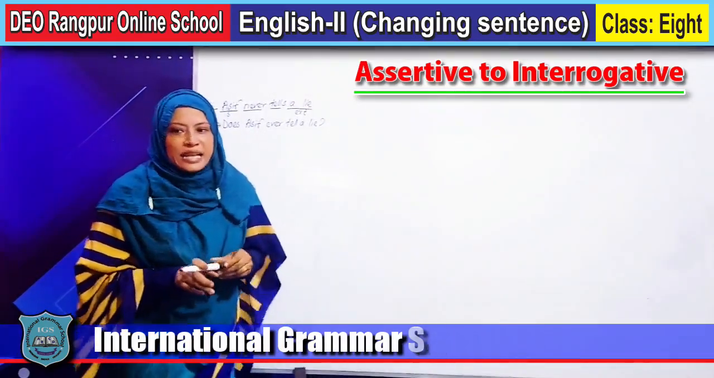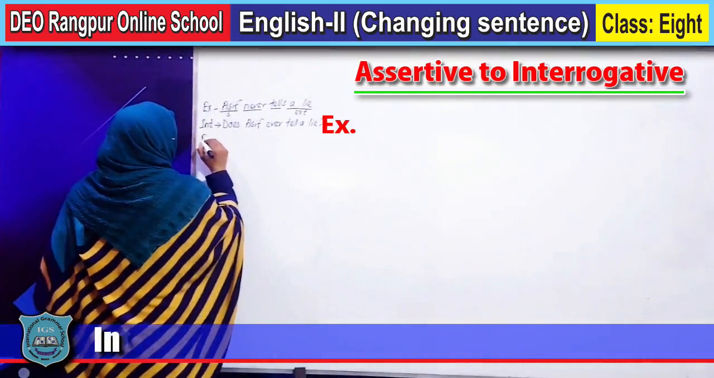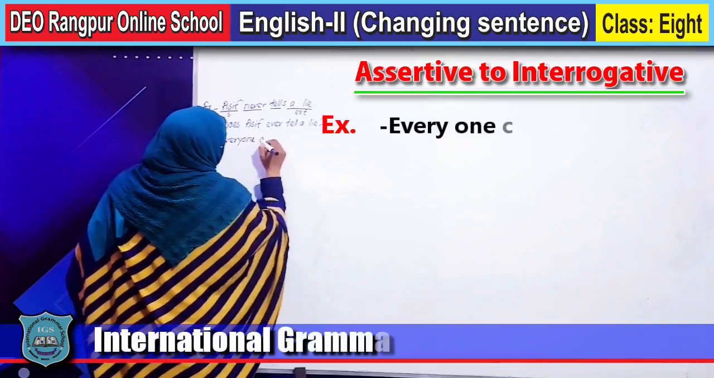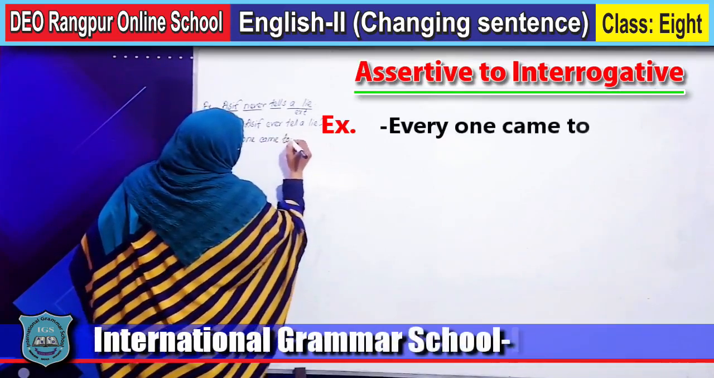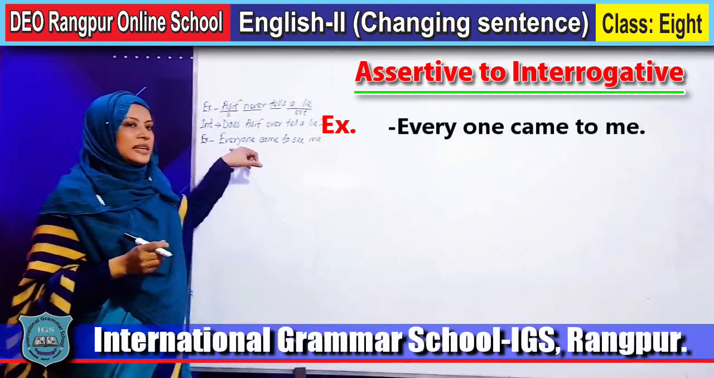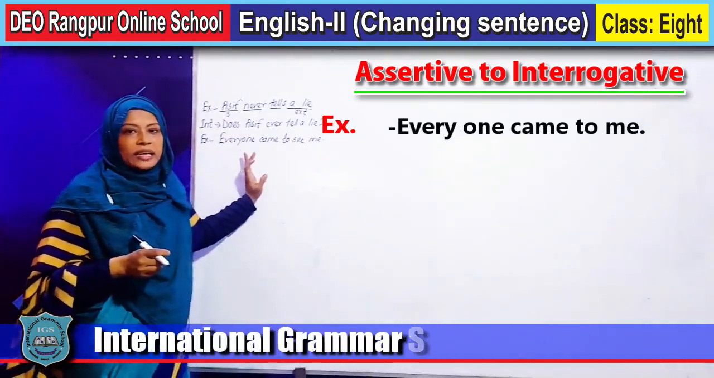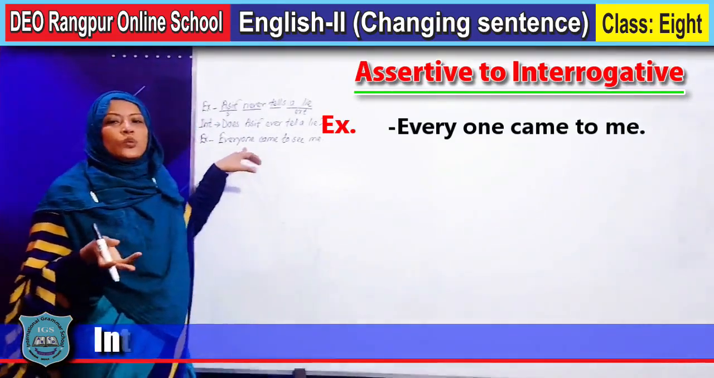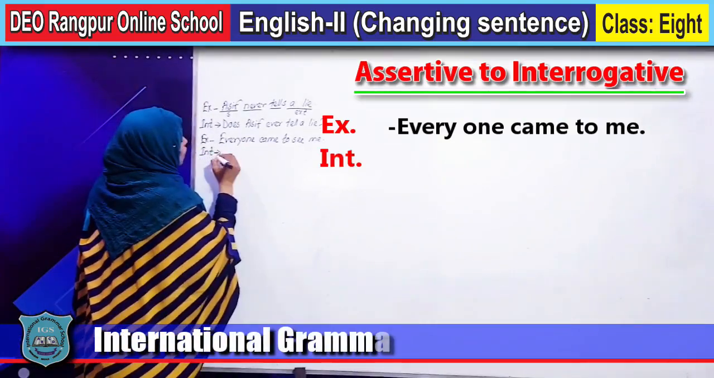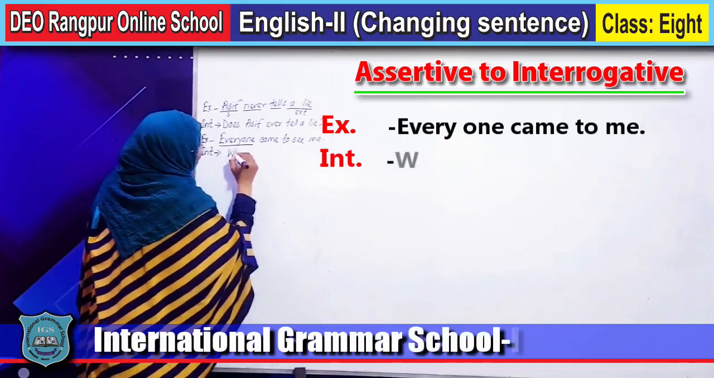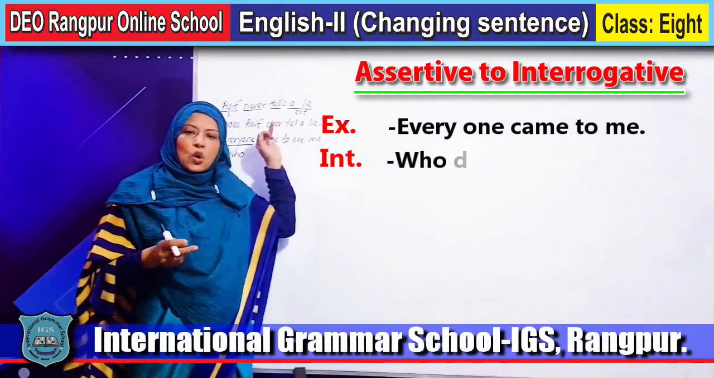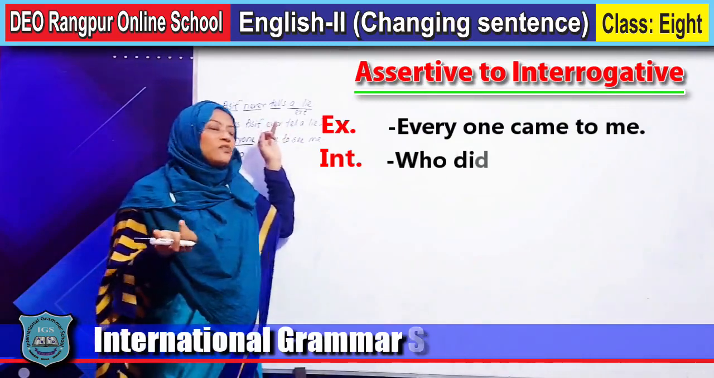Let's see an example. The example is: everyone came to see me. Here the sentence starts with everyone. So in case of interrogative, we will use who. Who instead of everyone. Let's see, the verb is in the past form, so we will take the auxiliary verb of past.